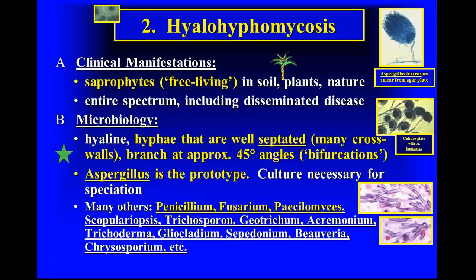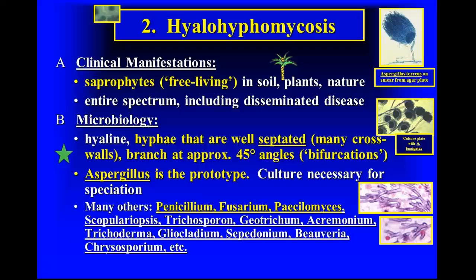They produce hyphae that are well septated. That means they have many, many, many cross walls. And they love to branch at 45 degree bifurcations. This is a bifurcation right here. This is another bifurcation right here. The prototype, for you to remember, is Aspergillus, but he has many cousins, such as Penicillium, Fusarium, Scedosporium, and at least 100 other genera.